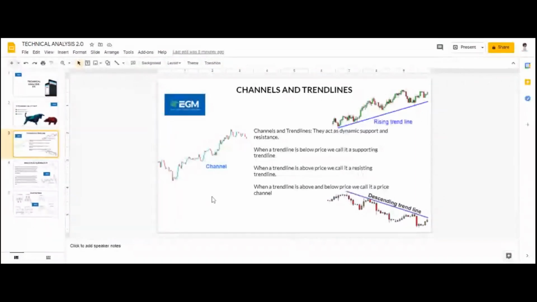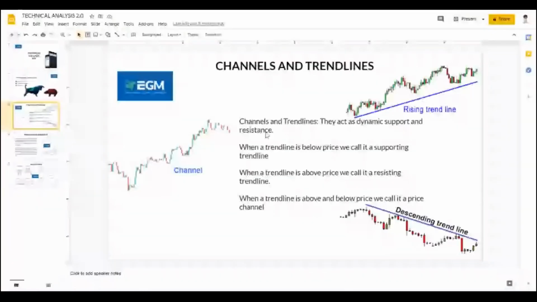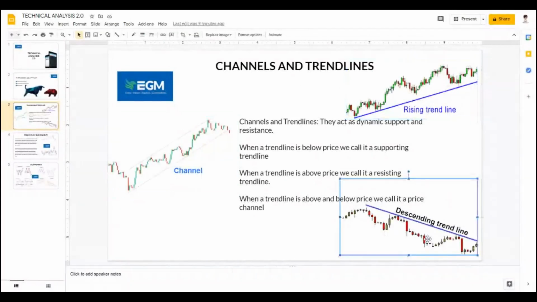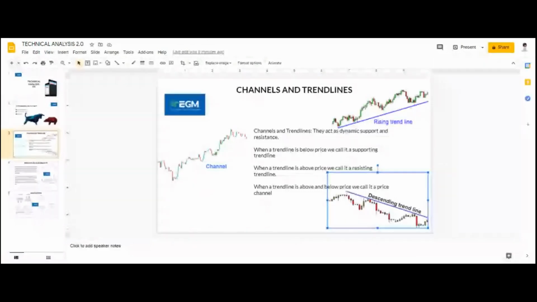So let me show you guys just from my screen right here. You can see this is a channel. This is a rising trend line, a supporting trend line, and this is a resisting trend line. So let's go and see this on the chart. So let me just pull up a blank chart so we can use that to work. I'm loading the chart.